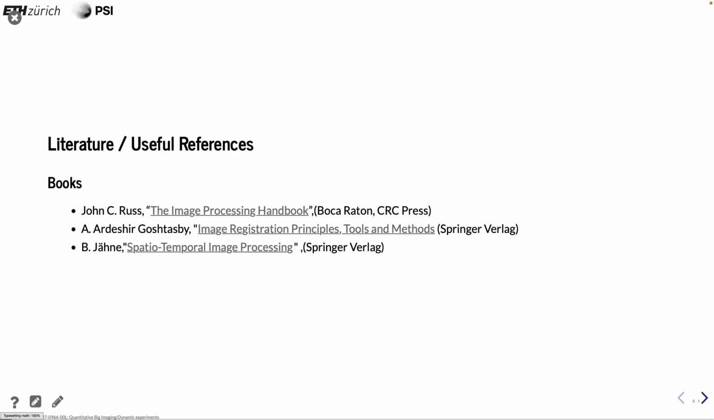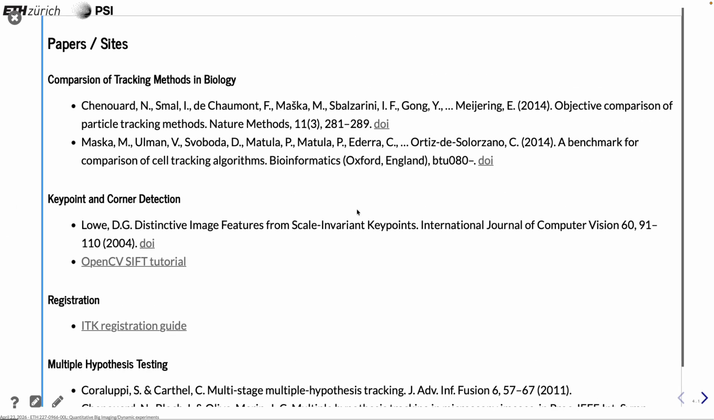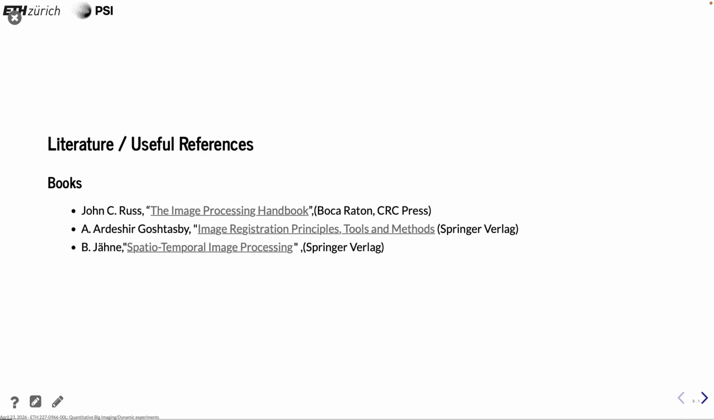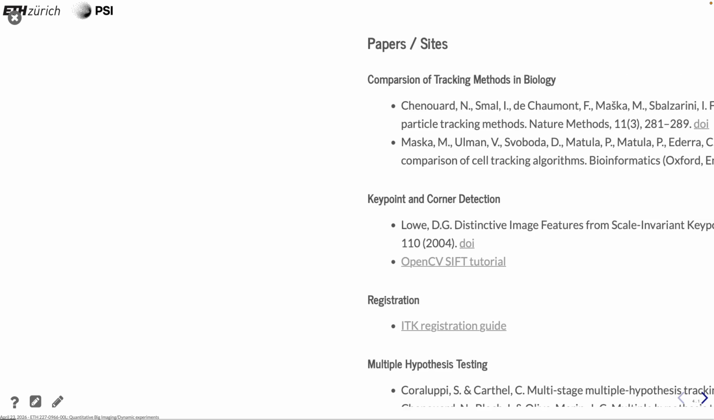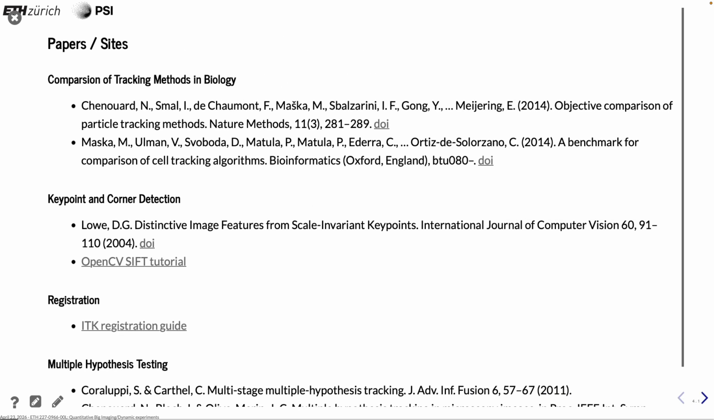And so we got some literature, typical books, two new ones that you could look into if you're interested in this topic. So the Gostaby Image Registration Principles and Spatiotemporal Image Processing by Bernd Jehne. These are more targeted towards the time series analysis and the tools that you need for that. And there are also a couple of papers.